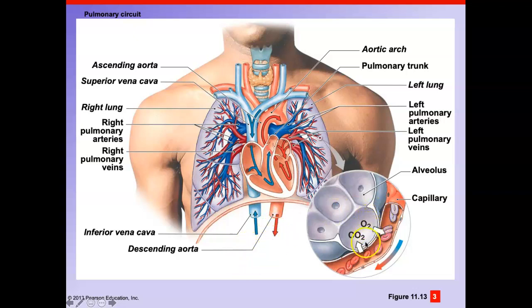This little picture here is showing what's taking place in the lungs, where oxygen from the lungs is going into the blood, and carbon dioxide from the blood is going into the lungs.